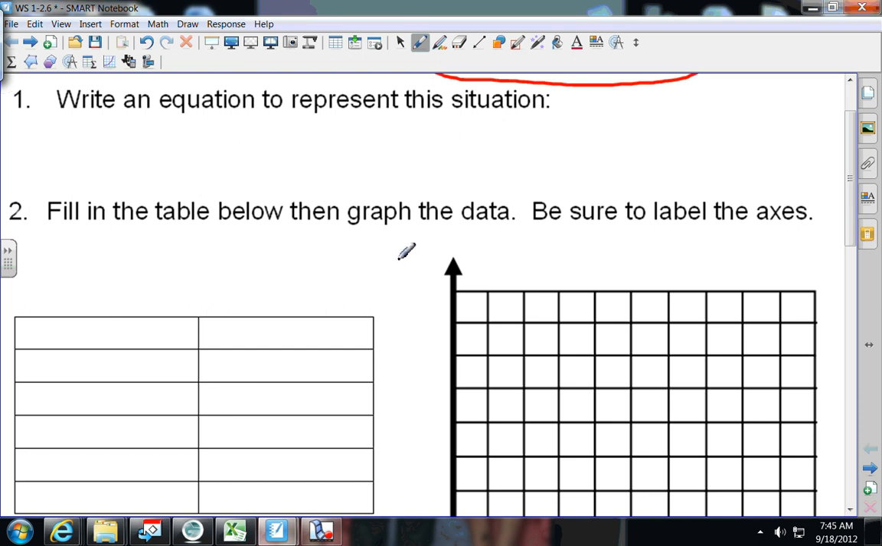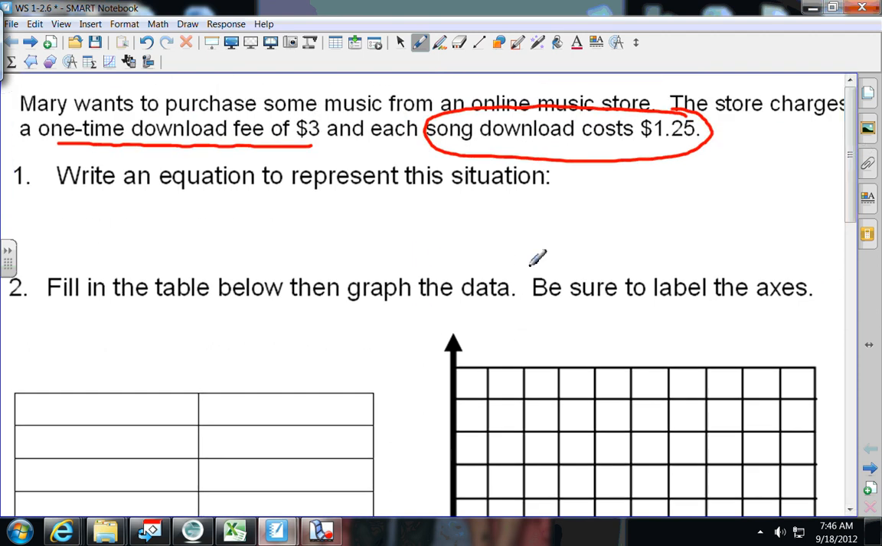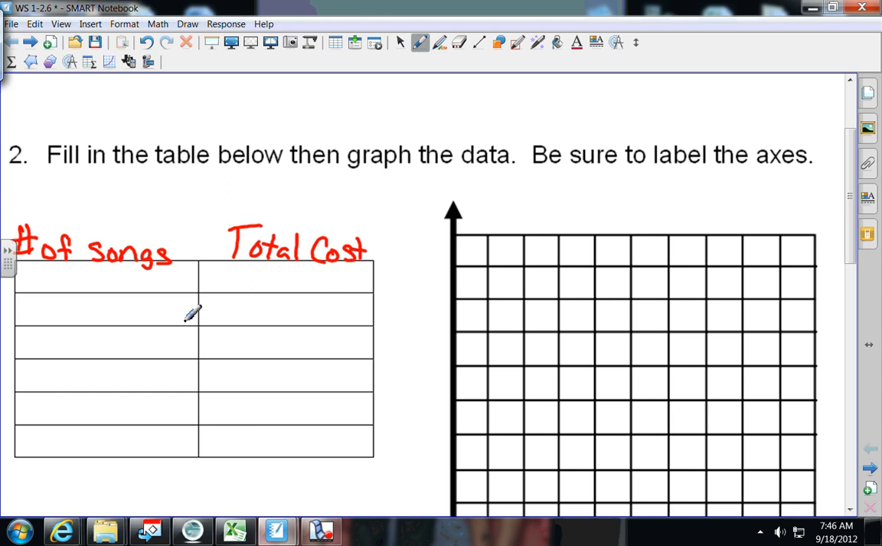What are the two things that we're talking about? We're talking about downloading what? Downloading songs or music. Okay, so I've got the number of songs. And then what happens after we download the songs? We have to do what? You have to pay for them, so it's got to be the total cost. So before we write the equation, sometimes it's easier to build a table. I'm going to skip the first line on your paper, and let's go to the second one.